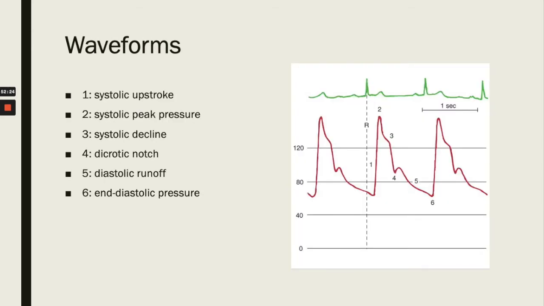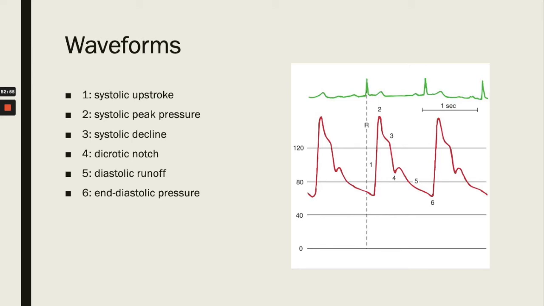All right. So with our arterial waveform, we've got 6 different parts of the waveform. Usually our arterial waveform comes right after the R wave, and that's when we see it. This waveform results from the ejection of blood from the left ventricle during systole, and then it's followed by the peripheral runoff during diastole.